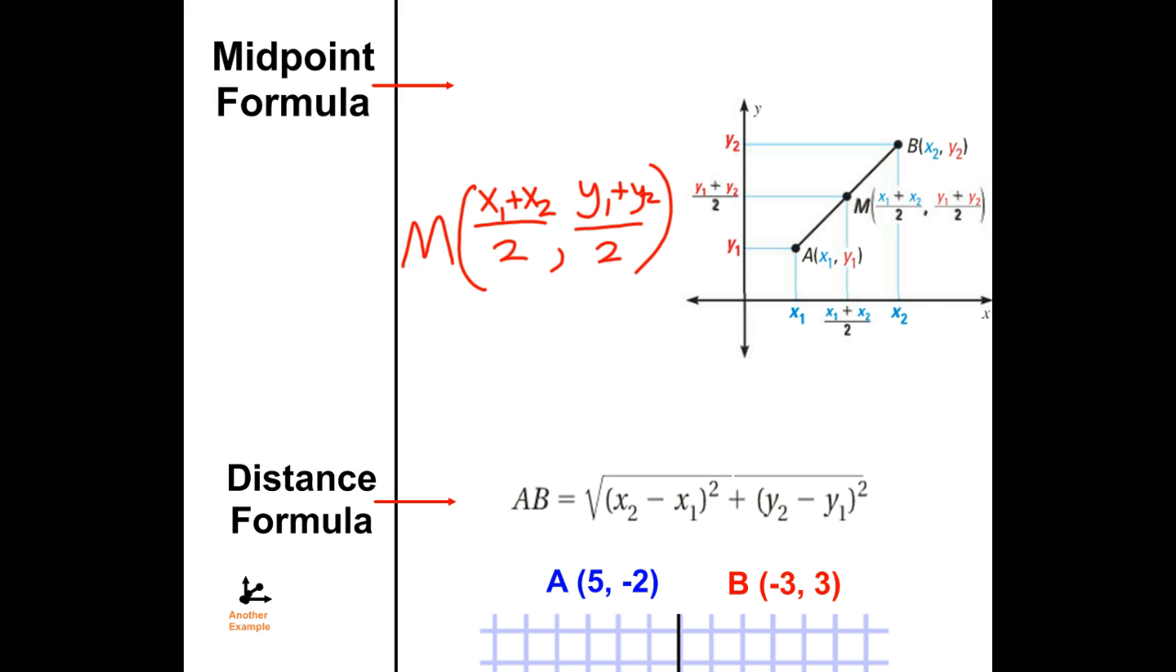So really all we're doing is adding both of our x values and dividing by 2. That'll give us our midpoint for our x. Then we go to our y's, add our 2 y's, and divide by 2, and that's going to give us our y.